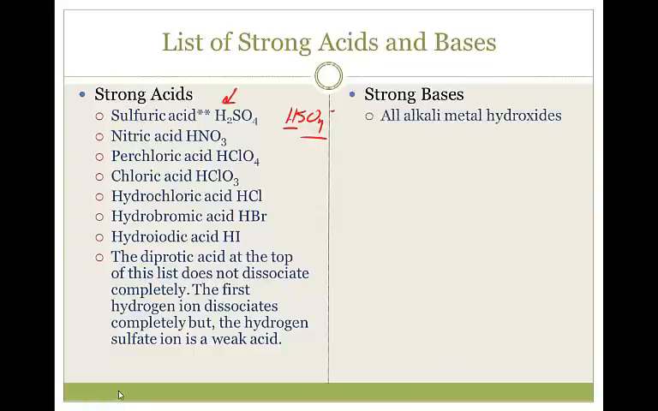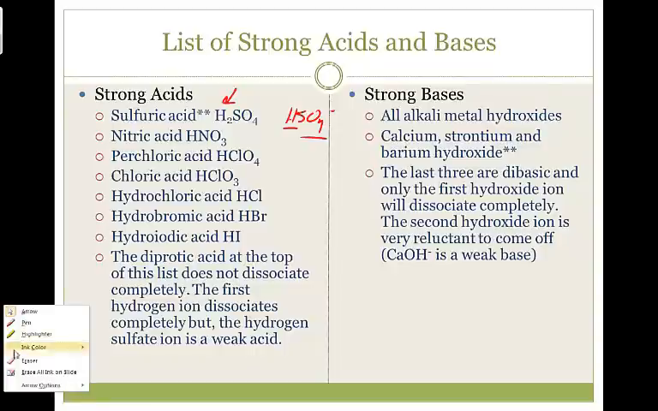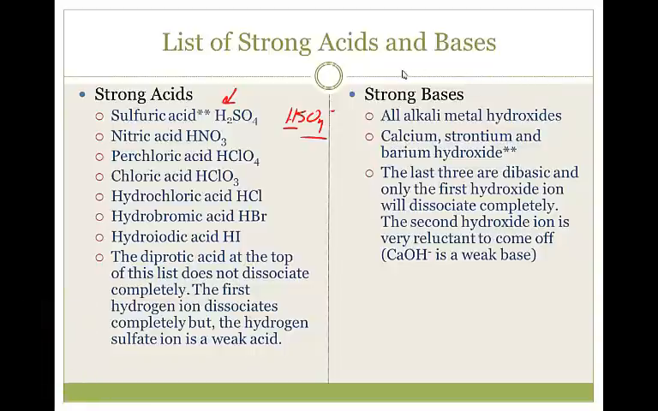Our strong bases would be all of our alkali metal hydroxides, and calcium, strontium, and barium hydroxide. Obviously the list is not as long here, but remember, all of our alkali metal hydroxides, so that'd be sodium hydroxide, potassium hydroxide, and then obviously on down the list. But these are the most common ones, I will say. Our alkaline earth metal hydroxides here, same situation as sulfuric acid, only the first hydroxide coming off is a strong base. In other words, this little complex that we have there is considered a weak base. That hydroxide ion will not come off very readily.